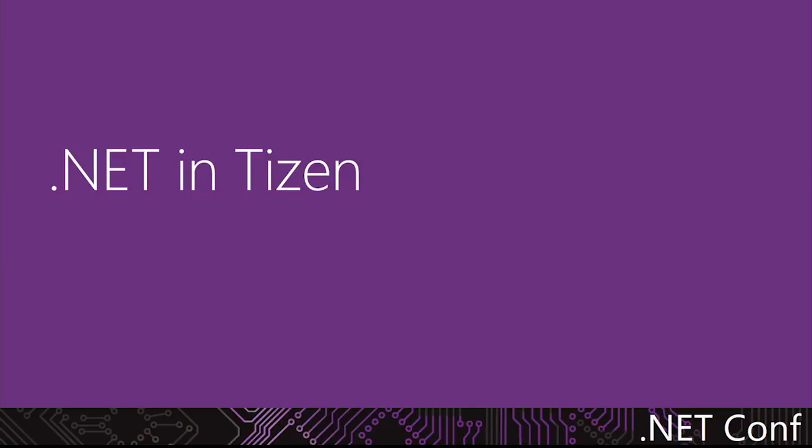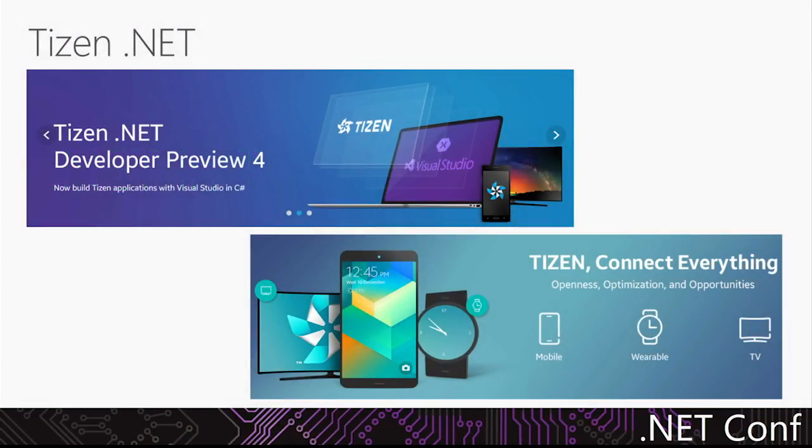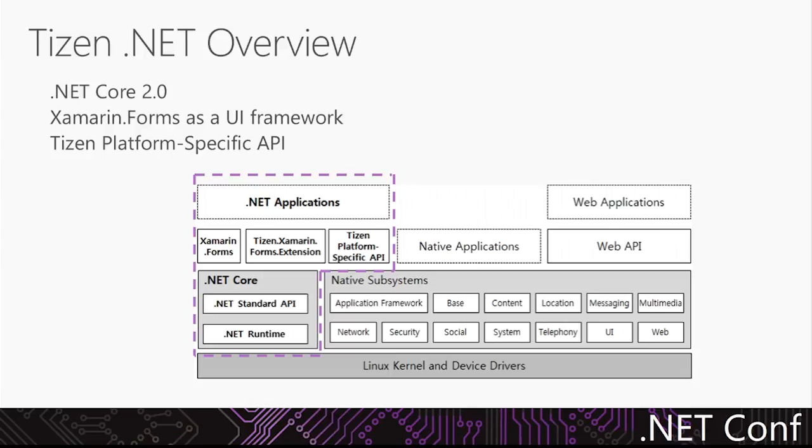So .NET in Tizen. So far, we've released the developer preview 4, and we are expecting the official release in October, which was talked about in the keynote session. If we look at the Tizen.NET overview, this technology uses .NET Core 2.0, which will support .NET Standard 2.0, and uses Xamarin Forms as the UI framework. And also, we're going to use Tizen-specific APIs to support Tizen-specific features.